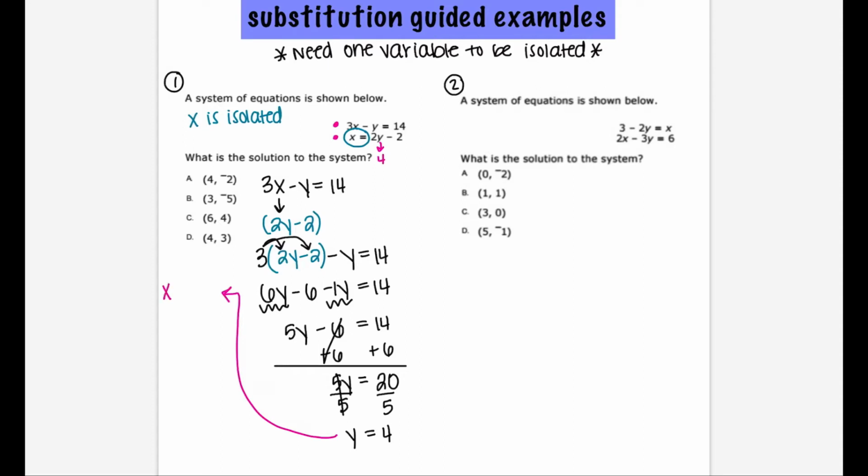So I'm going to come up here. And we've got x equals 2y minus 2. Well, we know that y is 4, so we're going to plug in 4 for y. Notice I put parentheses around it. Anytime I plug something in, we're going to put parentheses around it. So x equals 2 times 4 is 8, then minus 2. So x is equal to 6.